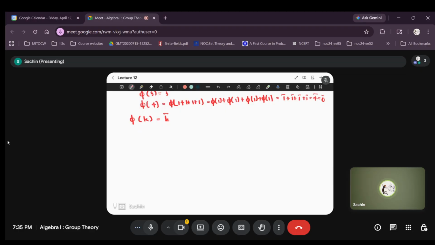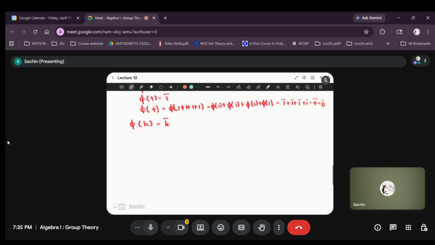Next example. That's all for Z to R. We have already completely defined the homomorphism from Z to any ring. So we'll look at other domains, but we'll look at a more general example. Let R be any ring.